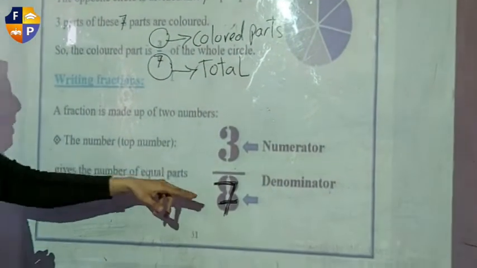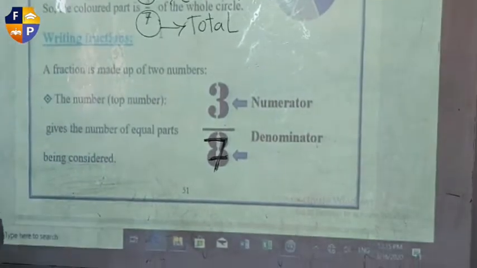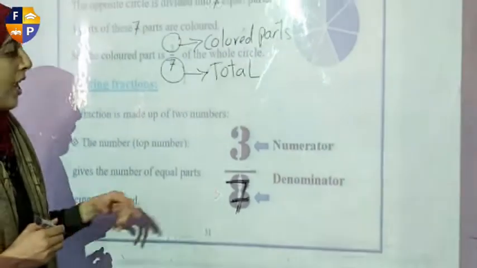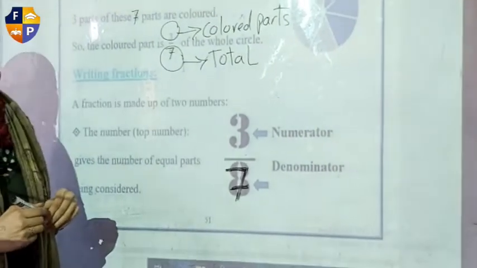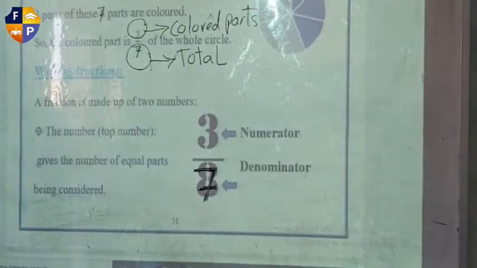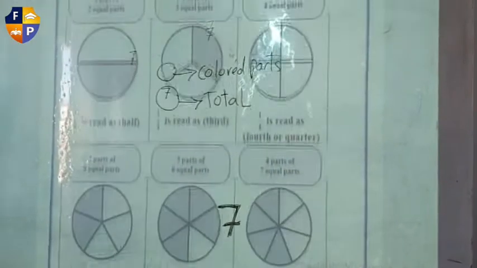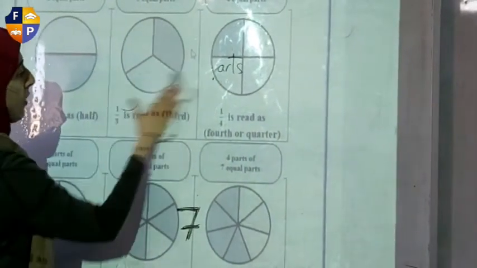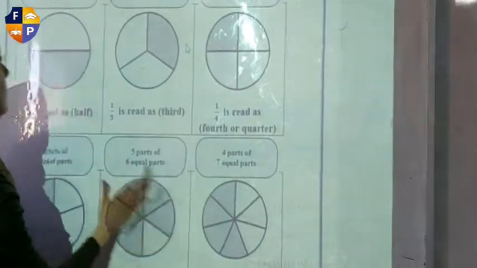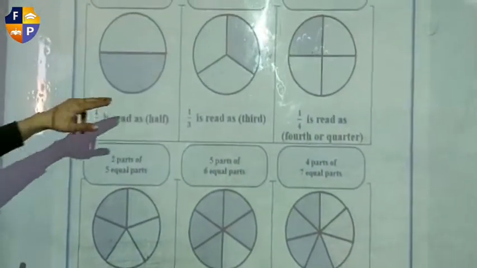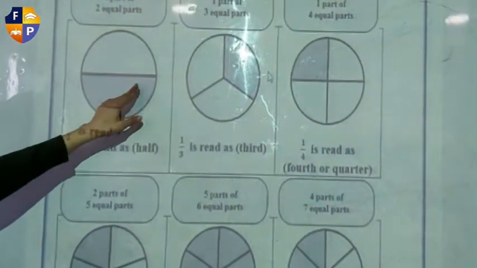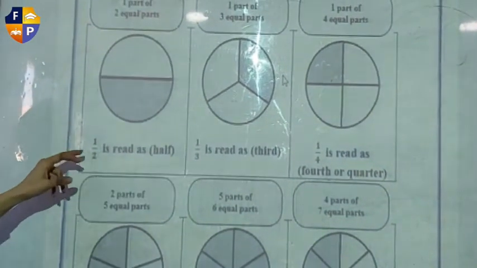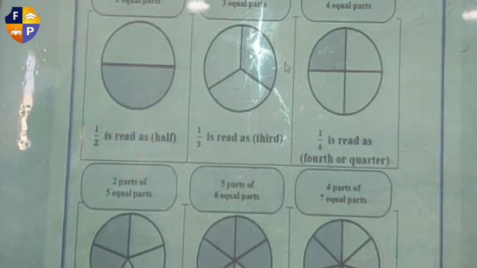Any fraction is made up of 2 numbers. The number which is up is called numerator, and the number which is down is called denominator. Let's learn together how can we read the fraction. If I divide this circle into equal parts, I take one part of 2 equal parts. So 1 over 2 is read as half.